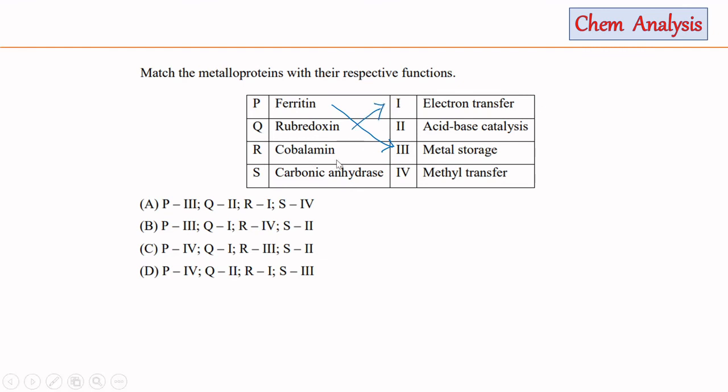And cobalamin is a cobalt containing enzyme, and it acts as a methyl transfer agent. And carbonic anhydrase acts as an acid base catalyst, and it is used in acid base catalysis. So if we see the options, for P it is 3, for Q it is 1, for R it is 4, and for S it is 2. So option B is the correct answer.